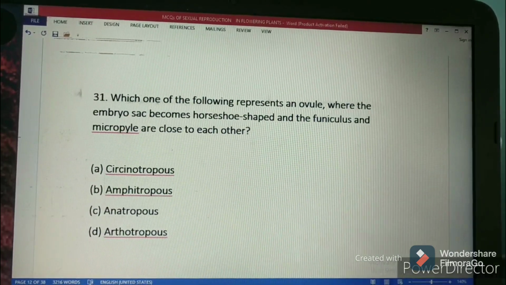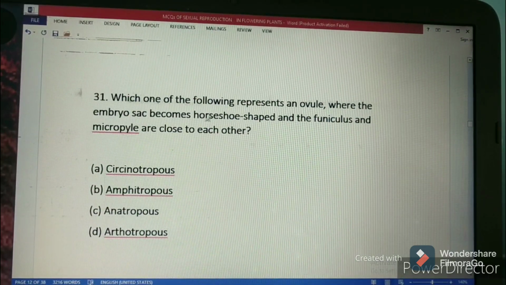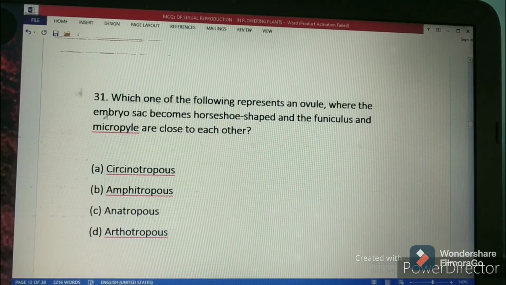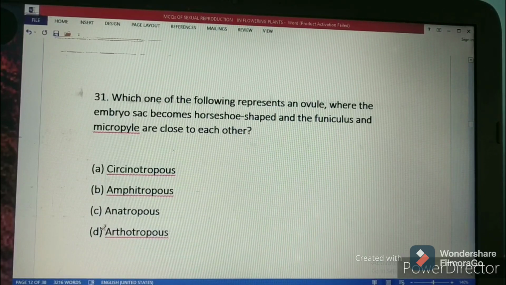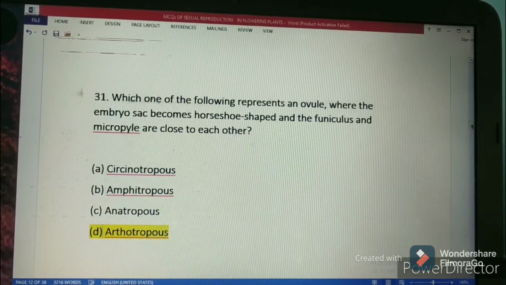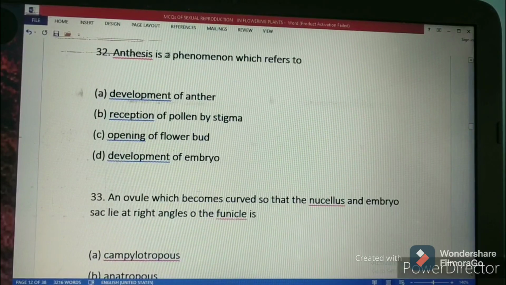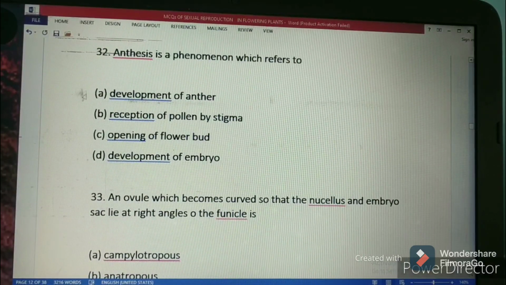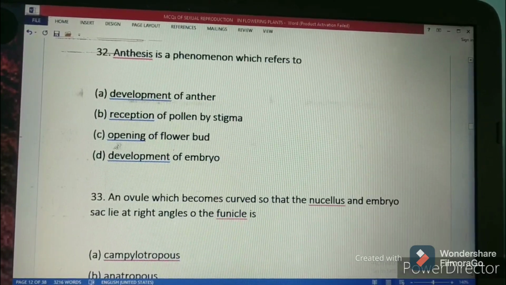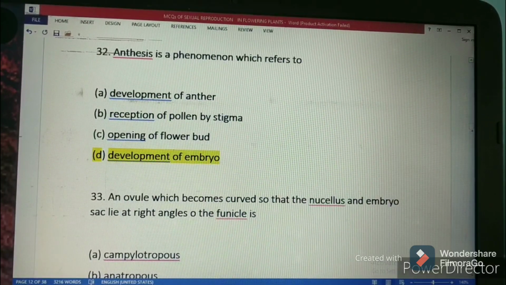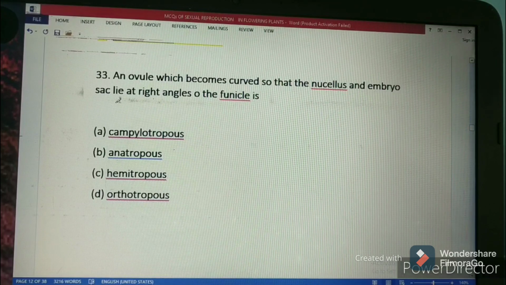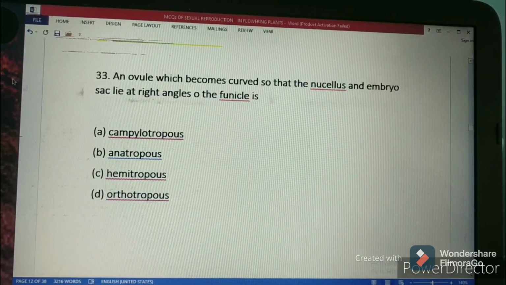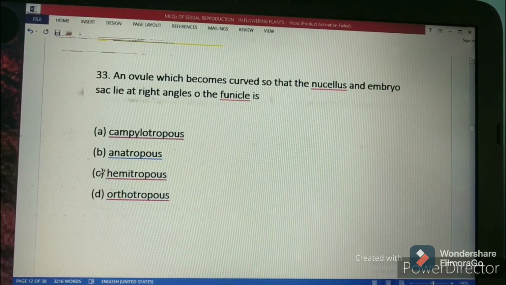Which one of the following represents an ovule where the embryo sac becomes horseshoe shaped and the funicle and micropyle are also close to each other? Anatropous. D is the correct answer. Anthesis is a phenomenon which refers to development of embryo. An ovule which becomes curved so that nucellus and embryo sac lie at a right angle to the funicle is hemitropous.